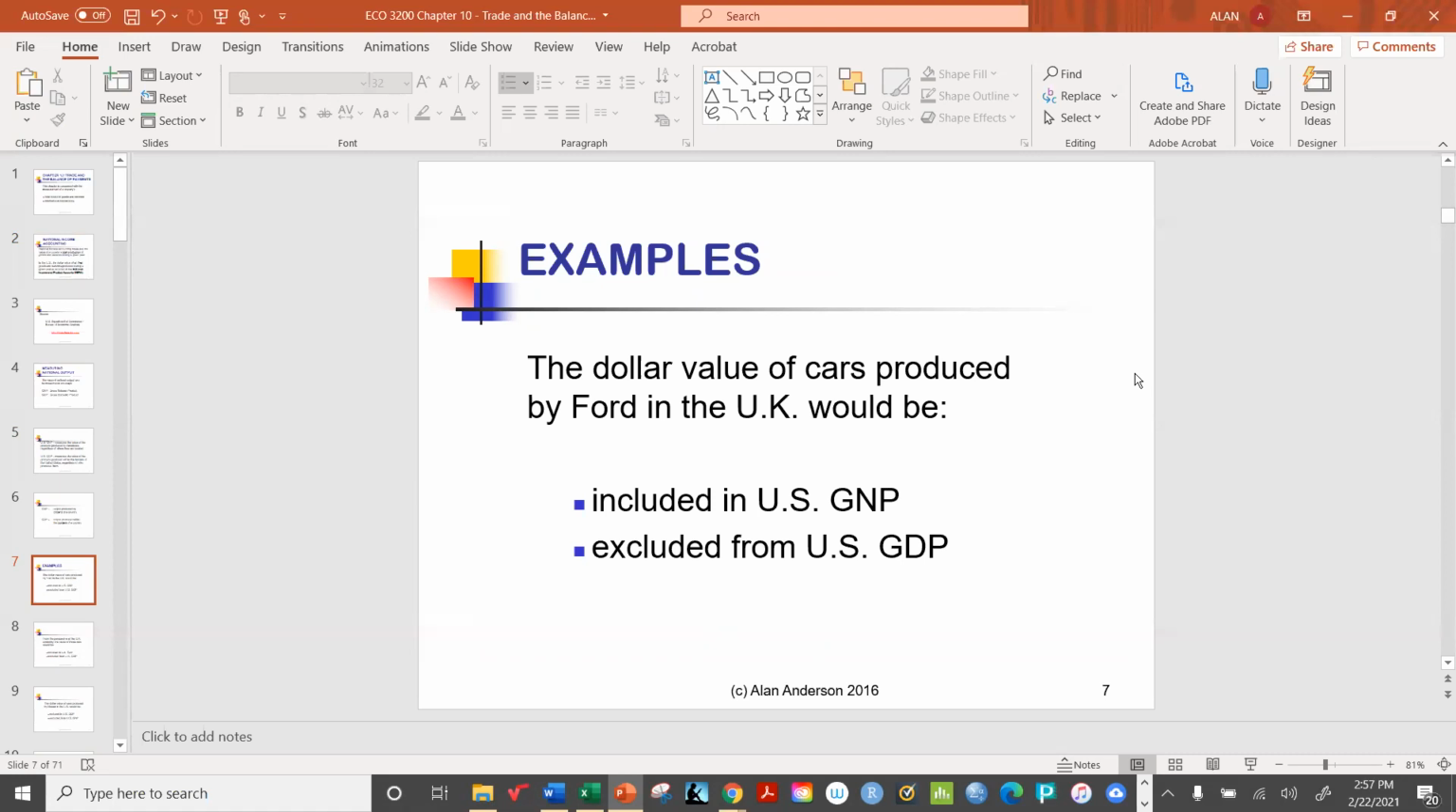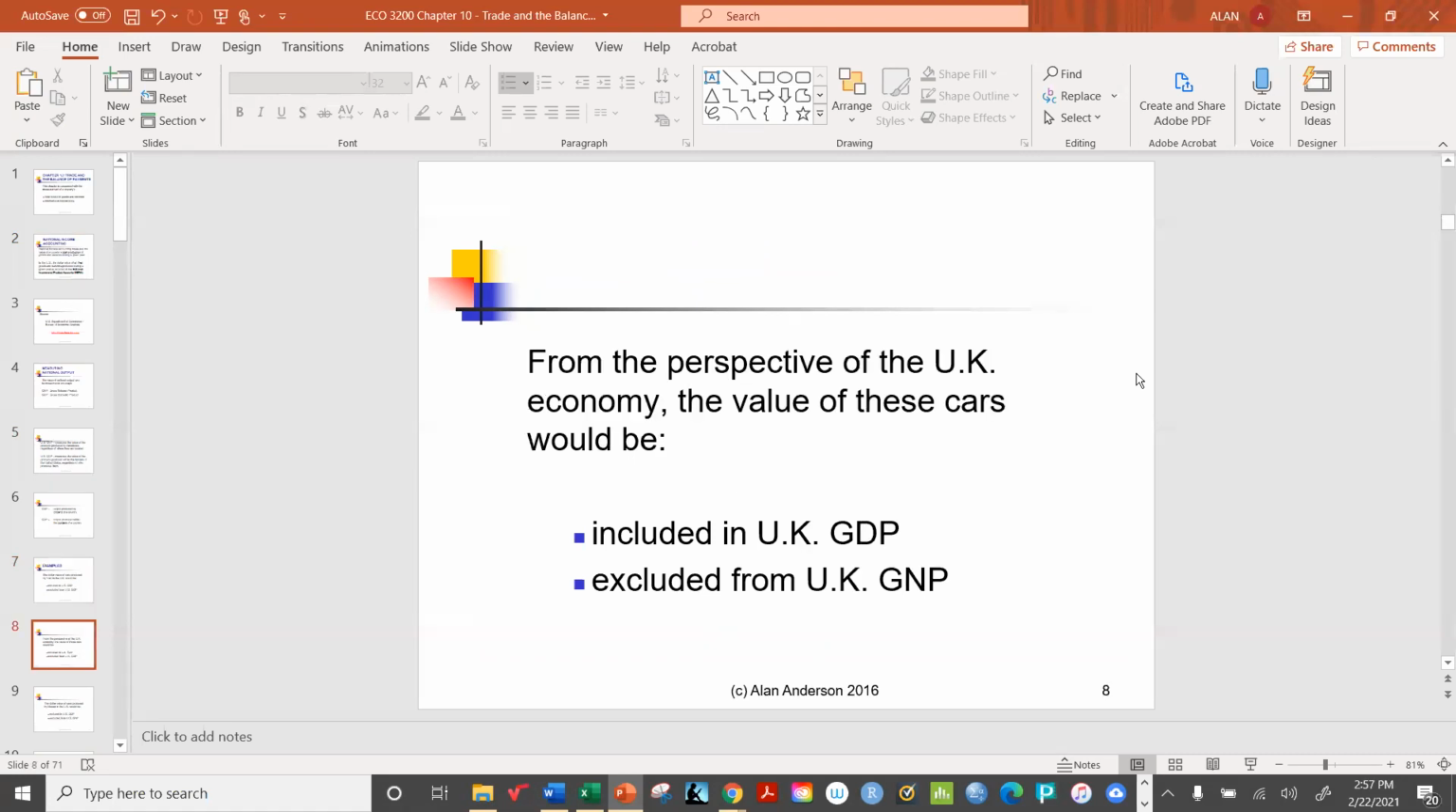So let's look at the UK, and from their perspective, the Ford cars are being counted in their GDP because they're being built in the United Kingdom, even though it's an American company. And whereas their GNP, no, because it's not a British company. Okay.